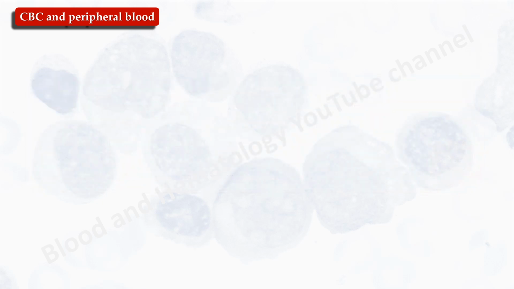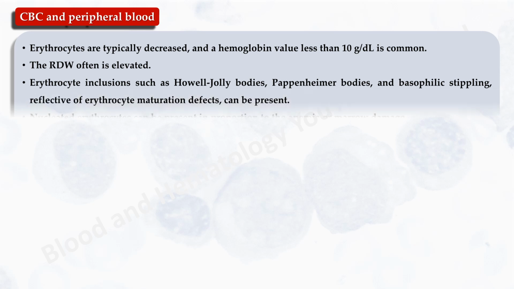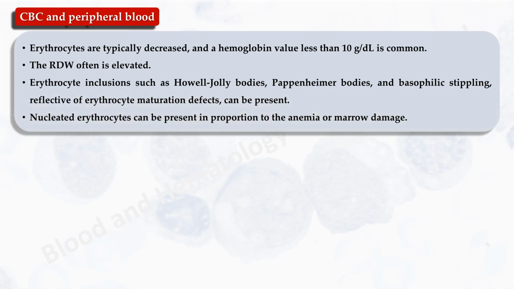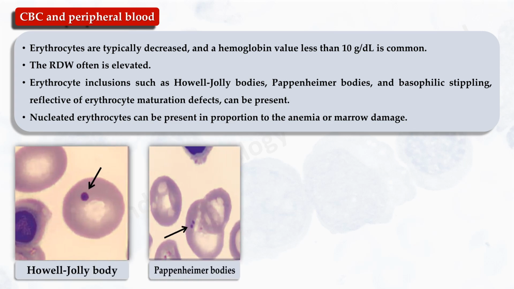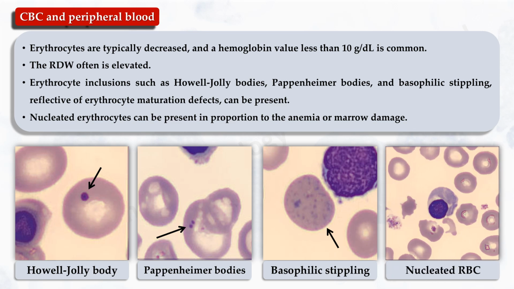Erythrocytes are typically decreased, and a hemoglobin value less than 10 gram per deciliter is common. The RDW often is elevated. Erythrocyte inclusions such as Howell-Jolly bodies, Pappenheimer bodies, and basophilic stippling, reflective of erythrocyte maturation defects, can be present. Nucleated erythrocytes can be present in proportion to the anemia or marrow damage.